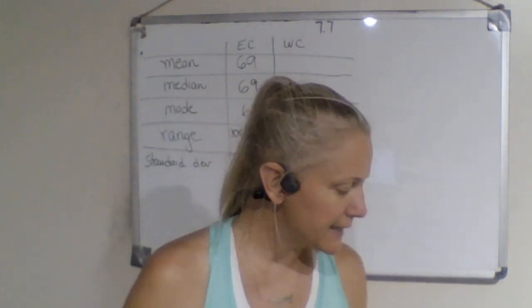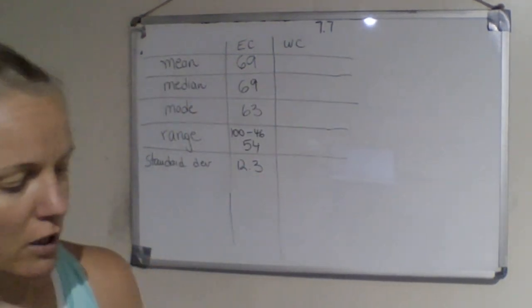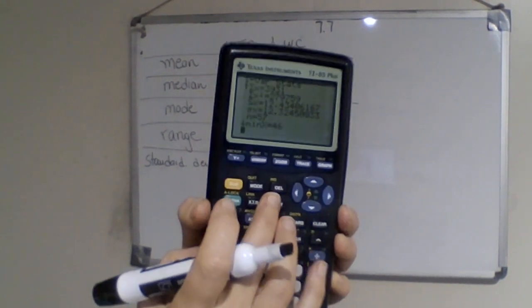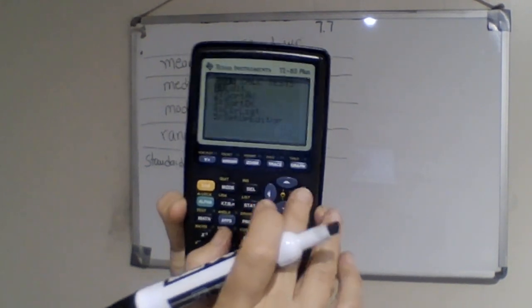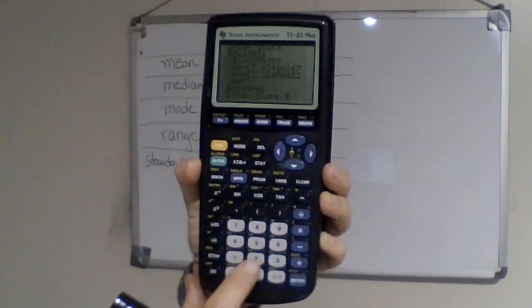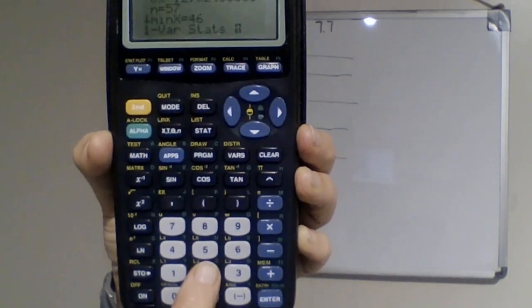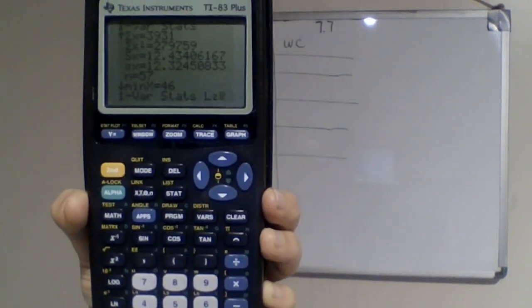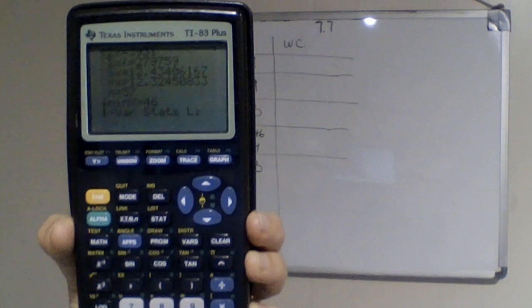Now let's find the exact same information for my Western conference. I'm going to go back to stats. I'm going to go over to calc. I said I want those one variable stats, but I need my L2. L2 is right on top of 2. I need to do second and L2. And I'm going to tell it, now give me all that info about my second list.